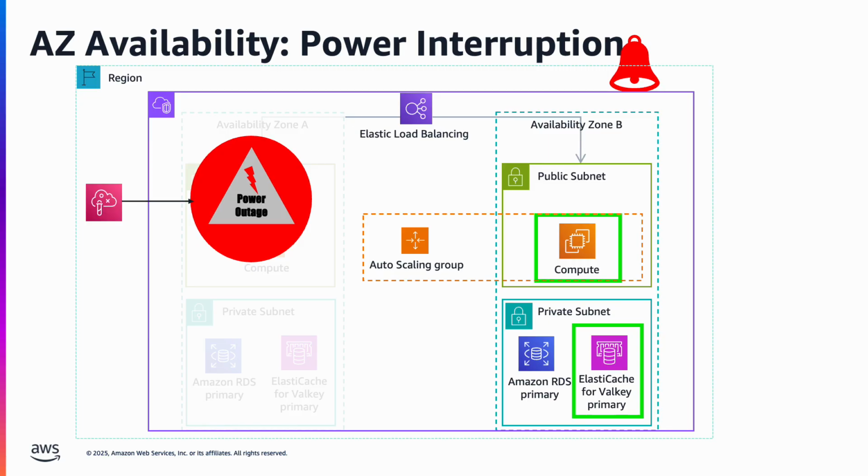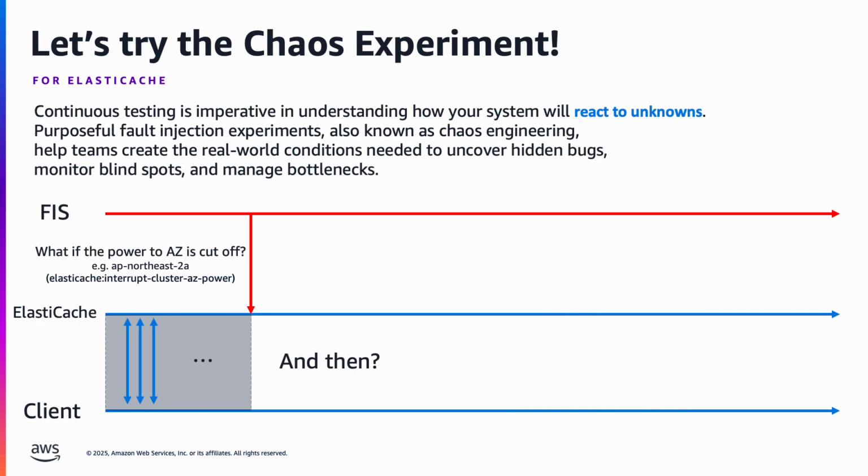In this demo that I will explain later, we focus on testing ElastiCache and its connected clients as they are critical components. So, as shown in the diagram, we will use FIS to inject an AZ power failure into the ElastiCache cluster and observe how the cluster and its clients respond.